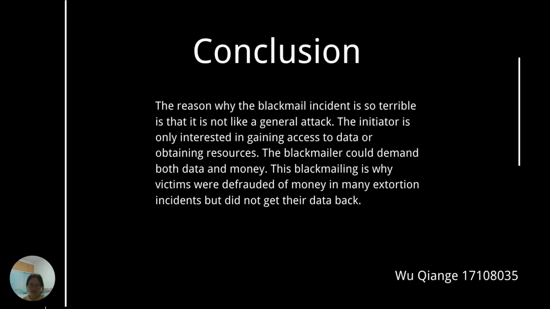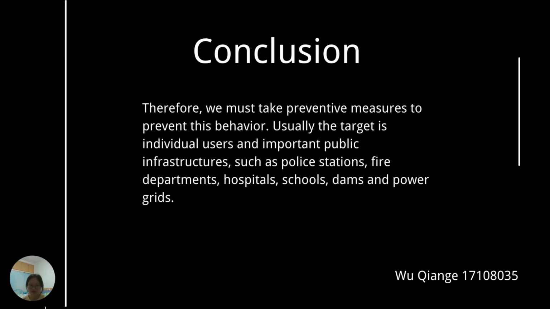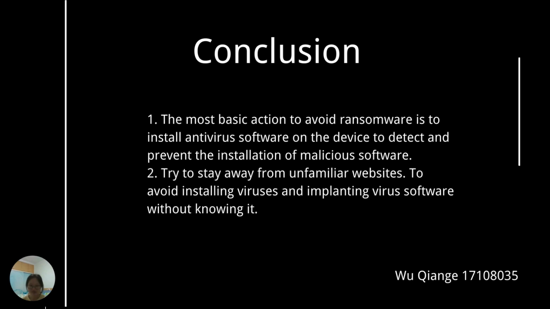The reason why the blackmail incident is so terrible is that it is not like a general attack. The initiator is only interested in gaining access to data or obtaining resources. The blackmailer could demand both data and money. This blackmailing is why victims were defrauded of money in many extortion incidents but did not get their data back. Therefore, we must take preventive measures to prevent this behavior.